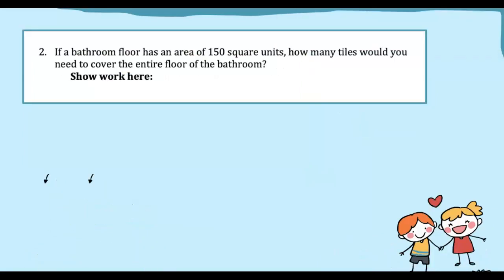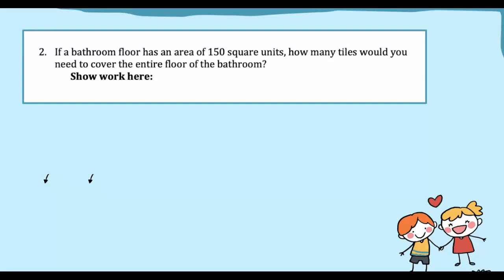Alright, for this part: if a bathroom floor has an area of 150 square units, how many tiles would you need to cover the entire floor of the bathroom? Alright, so remember what we got in the previous example? We have 35 n squared, right? That is the size of the tiles that you have. So if you have 35, how many 35s do you get from 150?